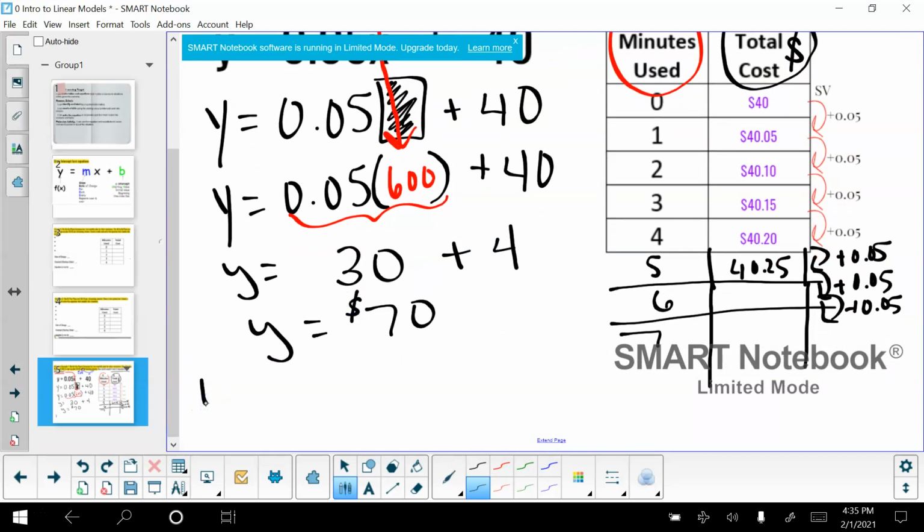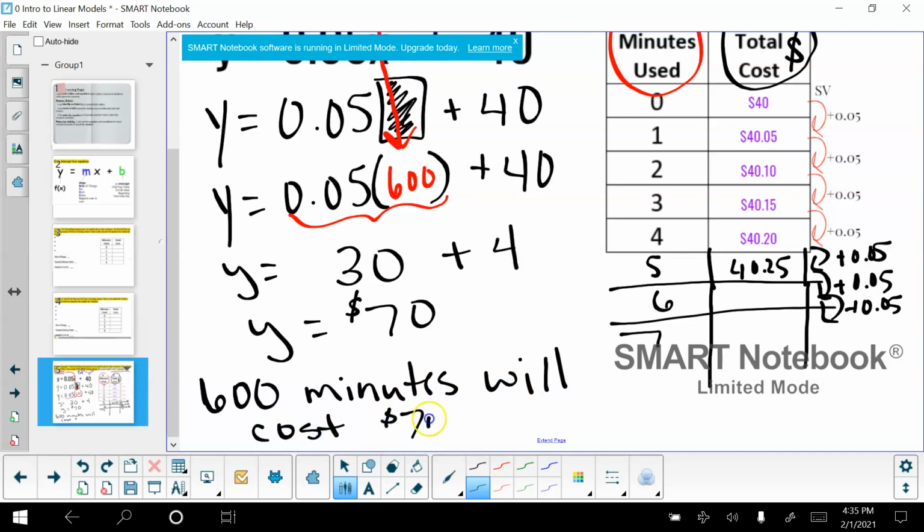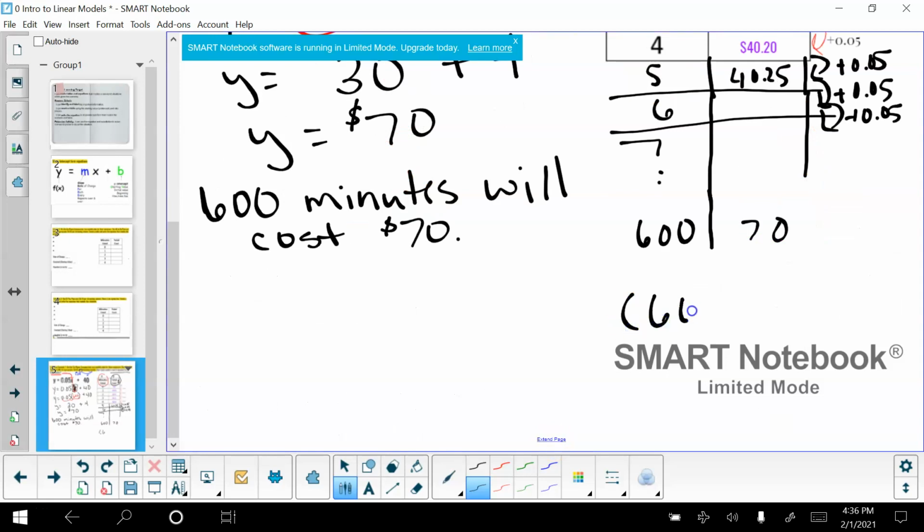So I can say that 600 minutes will cost $70. And that's what that actually means. The 600 minutes is costing me $70. And if I wanted to put it on my table and extend it out, I would have the 600 on the x side and the 70 on the y side. Or you could write it as coordinates, because it is coordinates. For a graph, 600 is the x number, 70 is the y number, but 600 does indicate minutes and 70 is for dollars.